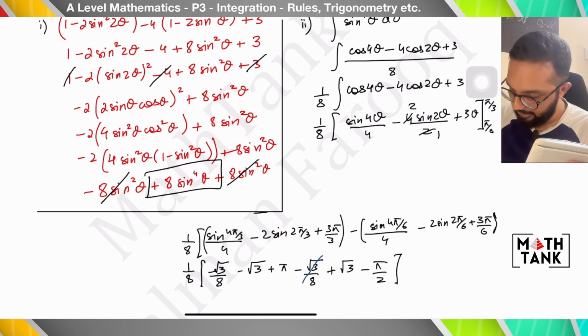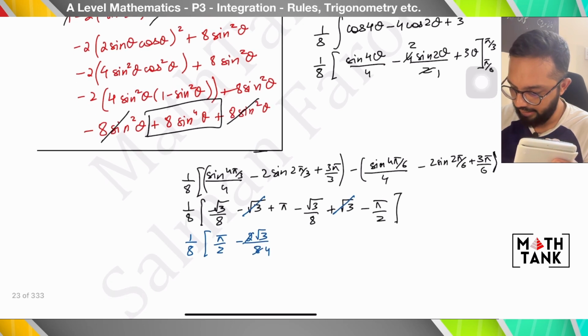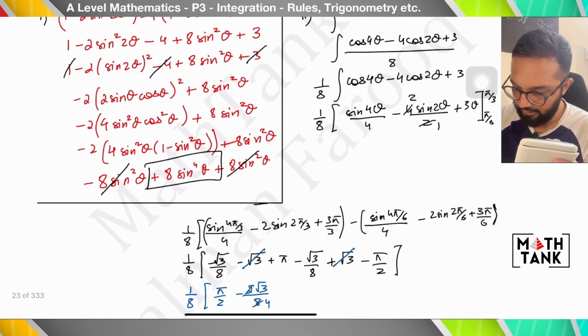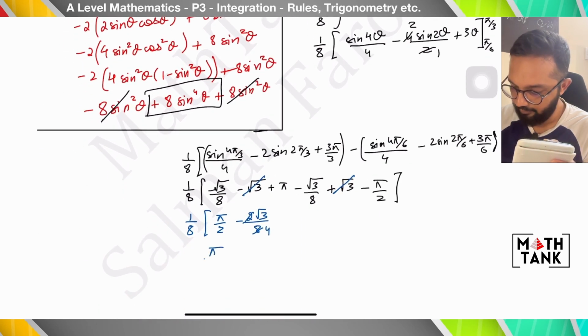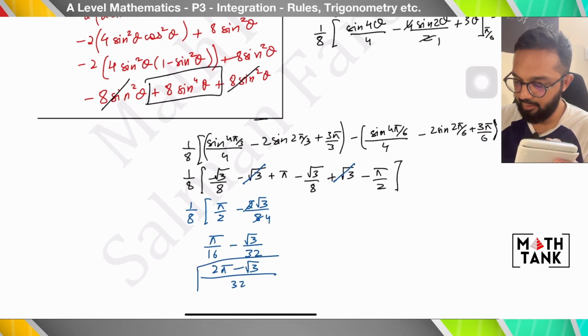Okay, so this cancels out with that. No, it doesn't cancel out, it adds up. The root 3 cancels out. So I have 1 over 8, pi minus pi over 2 is pi over 2 minus 2 root 3 over 8. So that is pi over 16 minus root 3 over 32. Taking common denominator, that's 2 pi minus root 3, and I think I have my answer there. So that's 2 pi minus root 3 over 32.